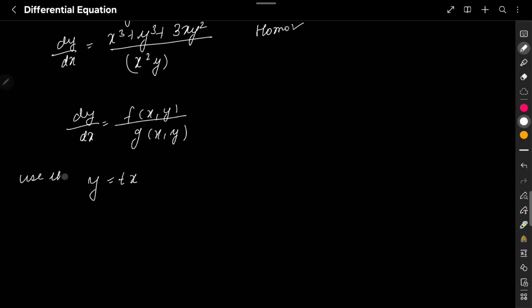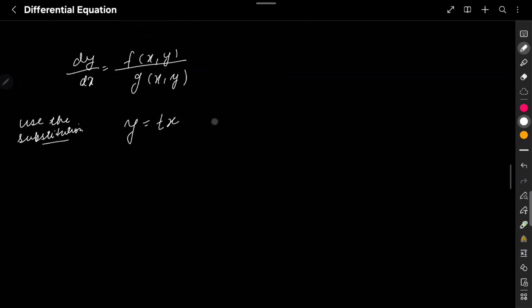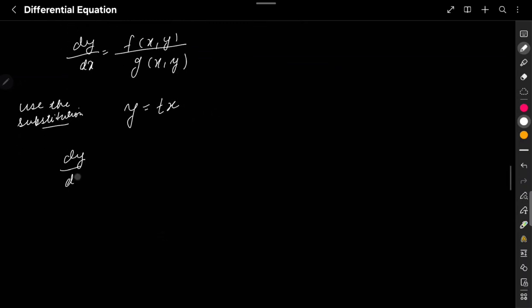Use the substitution y is equal to t of x. So we will get dy by dx is equal to t plus x dt by dx. We can replace dy by dx with t plus x dt by dx, and wherever we have y we can replace it with t of x, and solve further. This is the general approach to solve homogeneous differential equations.